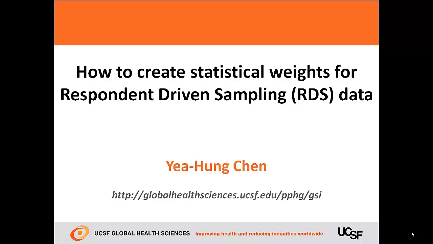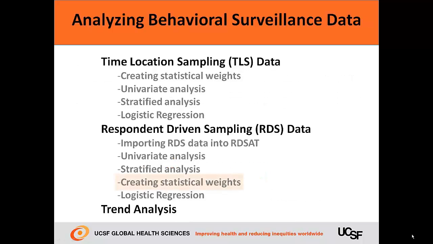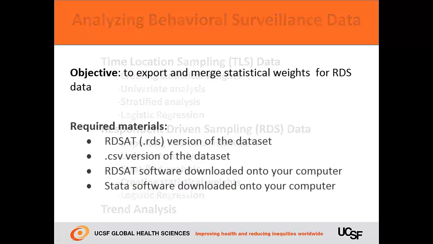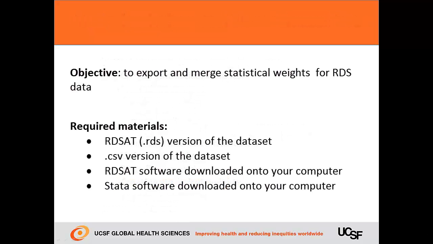In this video, I'll be showing you how to create statistical weights for Respondent Driven Sampling data, or RDS data. This video is part of a series on analyzing behavioral surveillance data from surveys that use time location sampling or respondent driven sampling. You will need to have two versions of the data, an RDSAT version of the data set, which we created in an earlier video, and a comma-separated value version of the data.